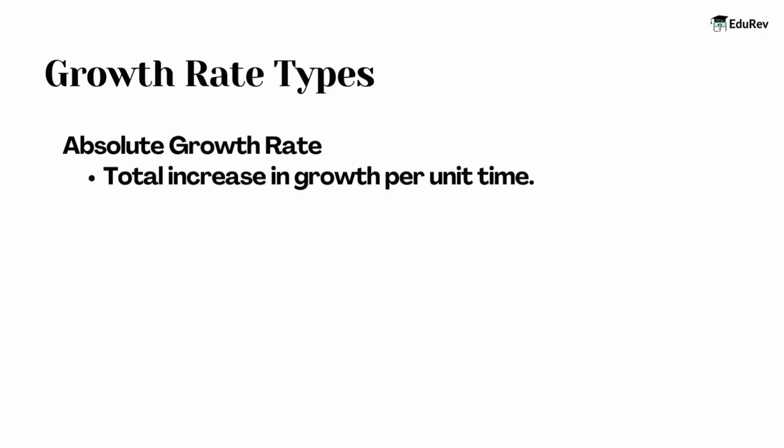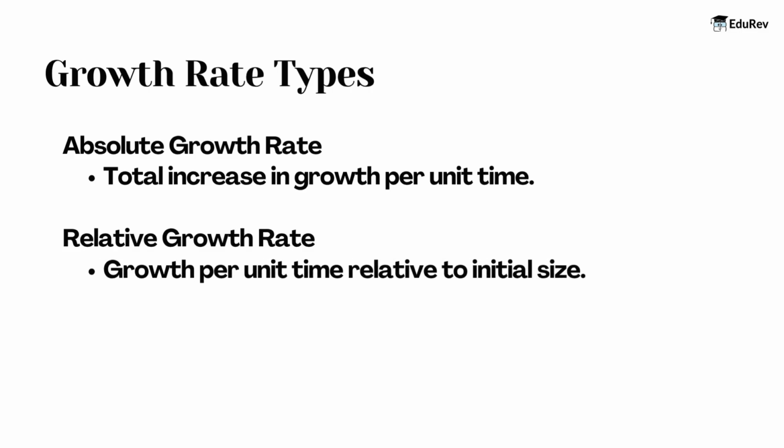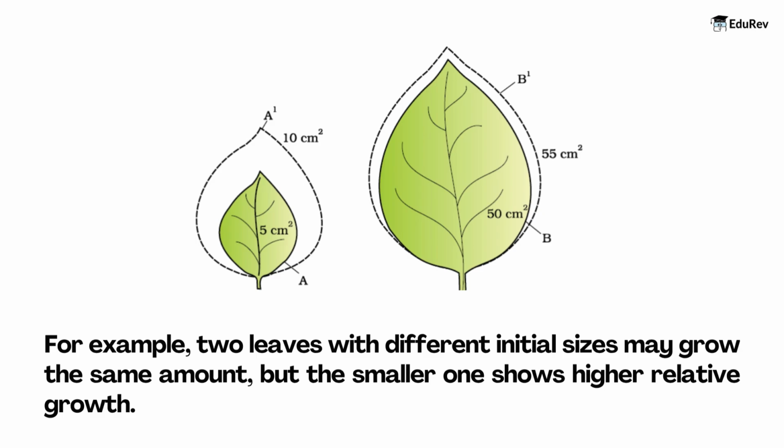Now let's look at the two ways to express growth rate. Absolute growth rate. This tells us the total increase in size or weight over a given time. It gives a clear picture of how much growth occurred. Relative growth rate. This compares the increase to the original size. It shows how efficiently something is growing. For example, if two leaves grow by the same amount, but one started out smaller, then the smaller leaf has a higher relative growth rate because it grew more compared to its own size.